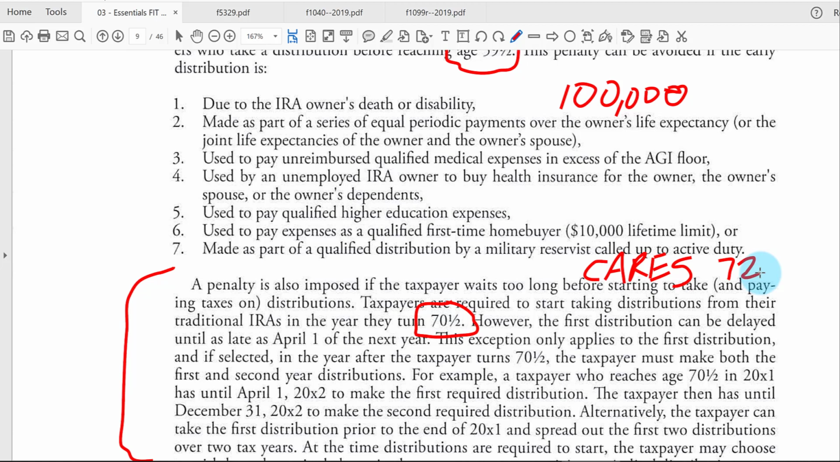Okay, so go ahead and continue into the next video where we'll talk about taxing possibly Social Security benefits.